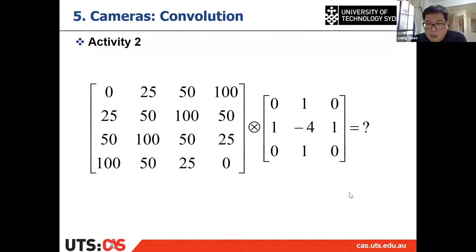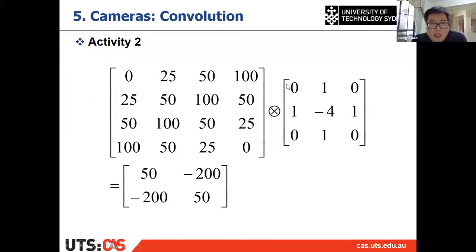All right, so hope you have your answer already. Then let's look at it together. To apply this 3x3 kernel onto this 4x4 image, we first apply it on the top left 3x3. Then you have the answer of 50. Then we move to the right to have the top right 3x3. Then it's minus 20. Then if we apply this on the bottom left 3x3, that is minus 200. Then if we apply on the bottom right one, then we have 50.